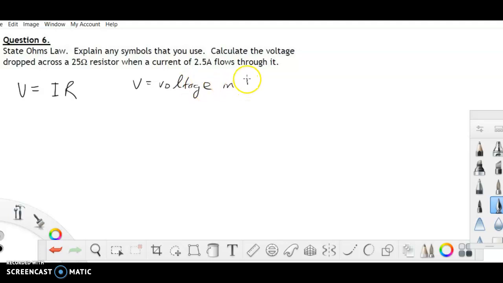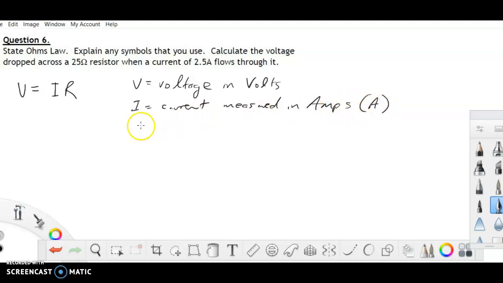in volts, capital V for volts. I is the current measured in amps, capital A for amps, and R equals the resistance, R-E-S-I-S-T-A-N-T-E, etc. Resistance measured in ohms, and the symbol is this one here, omega, it's Greek.